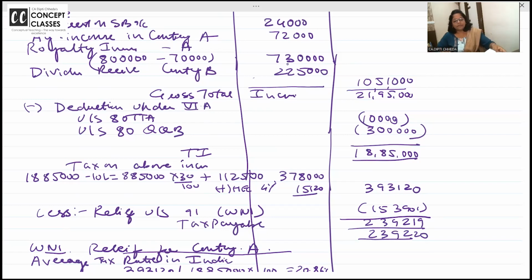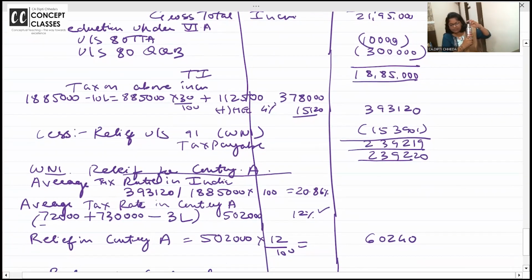Okay. Average rate of tax you can take up to 3 digits, otherwise the answer will change slightly. Check the whole problem. Where you need help, tell me.